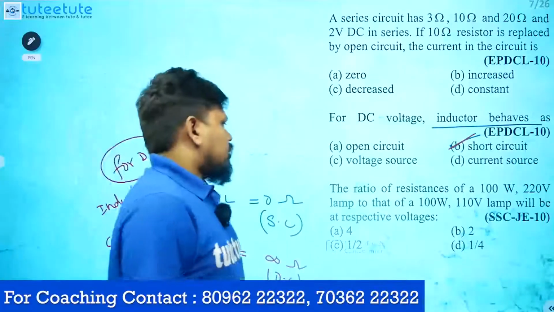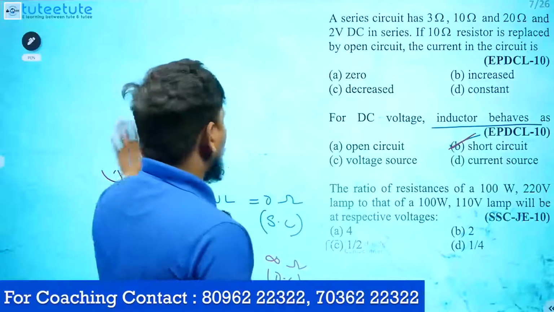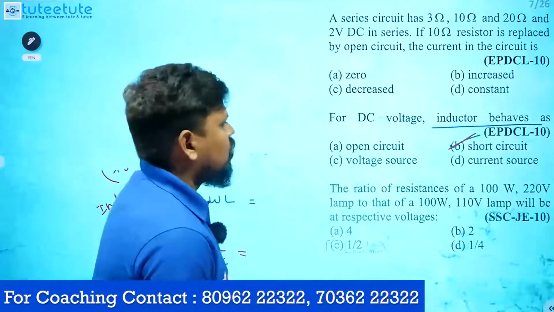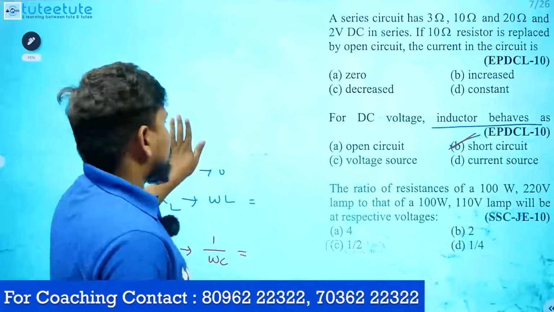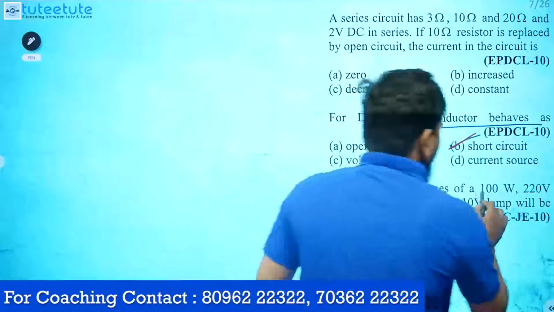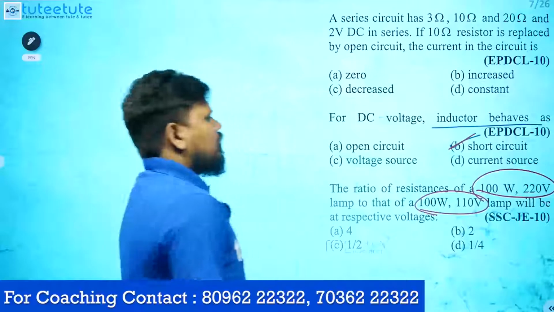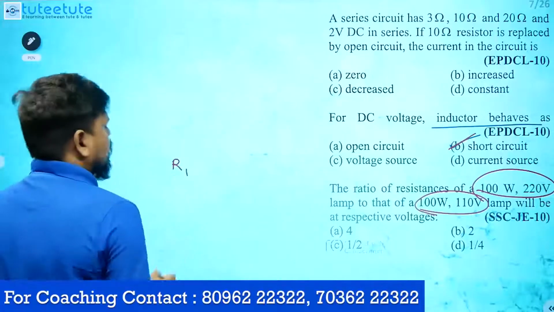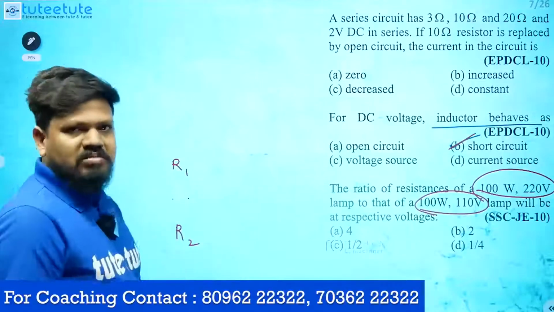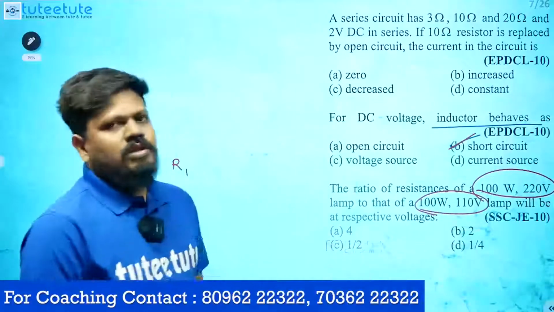Next one: the ratio of resistances of a 100 watt 220 volt lamp to that of a 100 watt 110 volt lamp at their respective voltages. They are just asking for the resistance ratio. So this is one bulb we have, this is another bulb. For the first bulb the resistance is R1, for the second bulb it is R2. They are asking the ratio between these two. That's it, nothing else. You will see this question 2 or 3 times. This is an SSC junior engineer question.